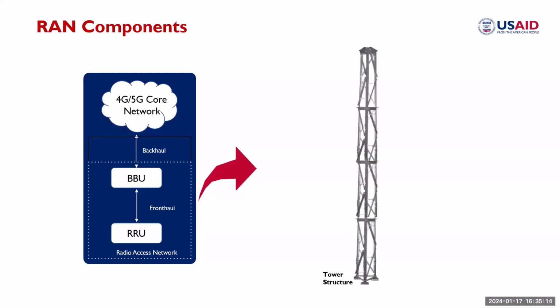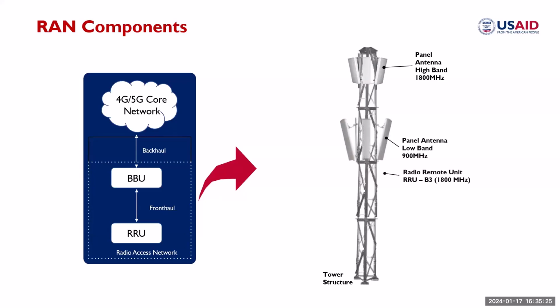And then next, there's the antenna system. The antenna system is responsible for transmitting and receiving radio signals between mobile devices and the RAN components. So the antenna system is typically made up of multiple antennas that are placed at different heights on the tower structure to provide coverage to different areas.